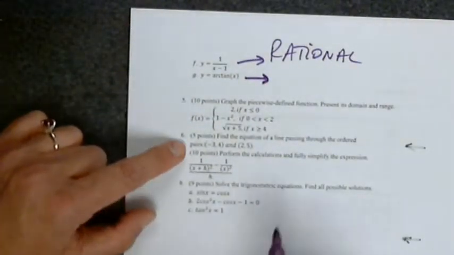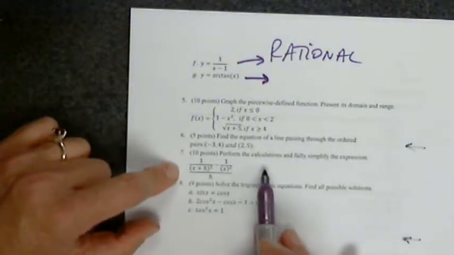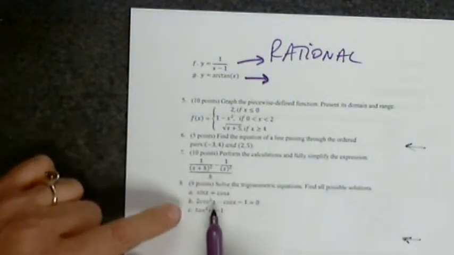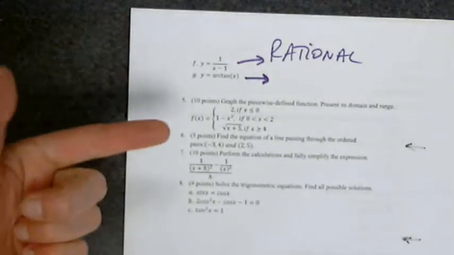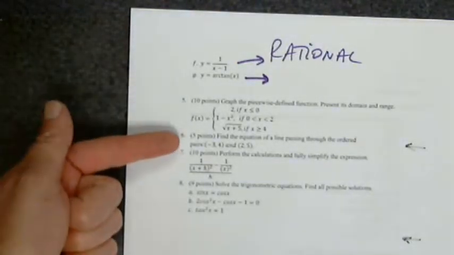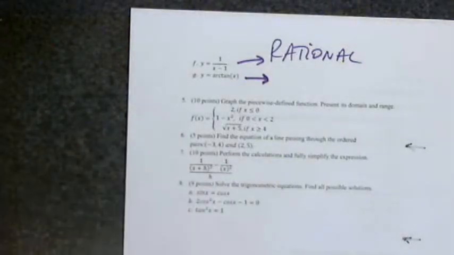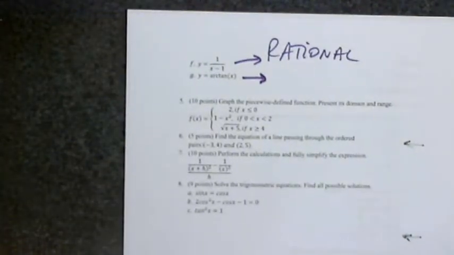Okay. Graphing a piecewise defined function. Extremely important. Finding the equation of a line. Perform calculations on such an expression. And then solving some trig equations. What would you like to continue? We have left about 25 minutes. What would you like to continue with from these? Graphing the piecewise defined function, finding the equation of a line, simplifying, and trig equations. Which one? Very good. Okay, so let's do that. So let's think for 3 minutes.